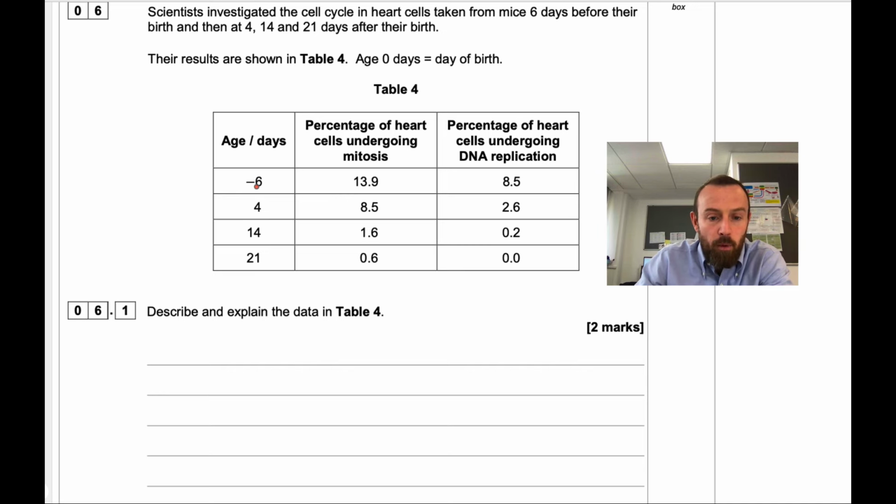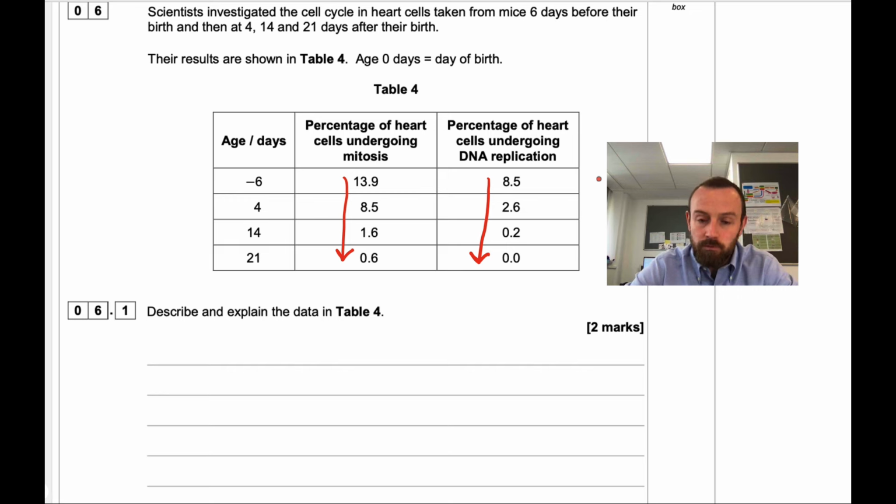So before they're born, there is a high percent of cells undergoing mitosis, and then that decreases quite substantially after they're born. It just gets less and less and less. What's going on over here? Percentage of heart cells undergoing DNA replication. Again, it's high and falls. That makes sense because in order for cells to go through mitosis, the DNA must first have been replicated.